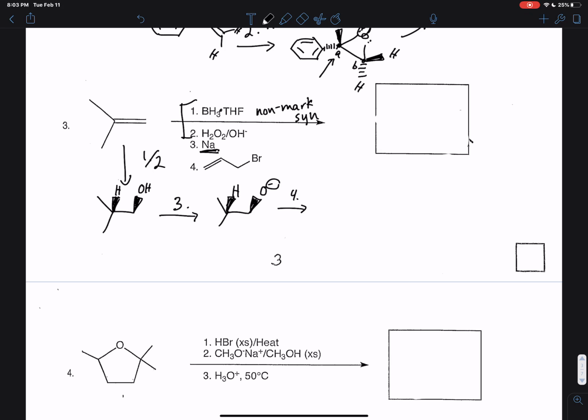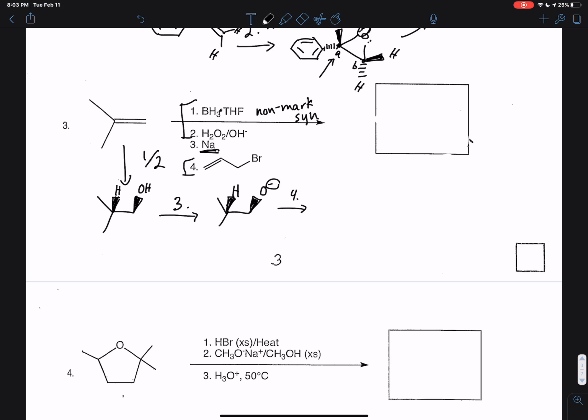So now, step number 4, what do we got? We have formed a strong base. We have formed a good nucleophile. And now, in our step number 4, what type of molecule do we have? What's the classification? Alkyl halide.